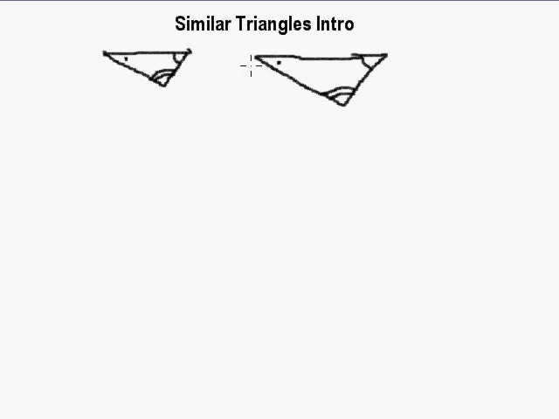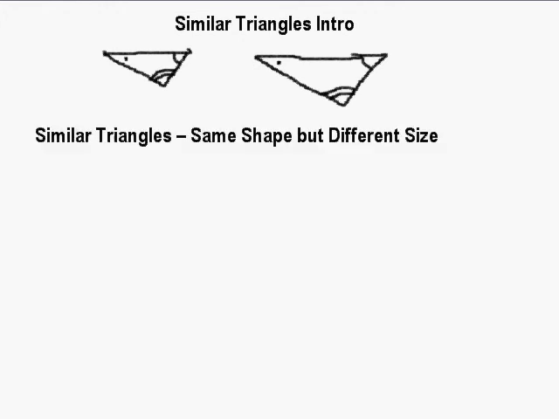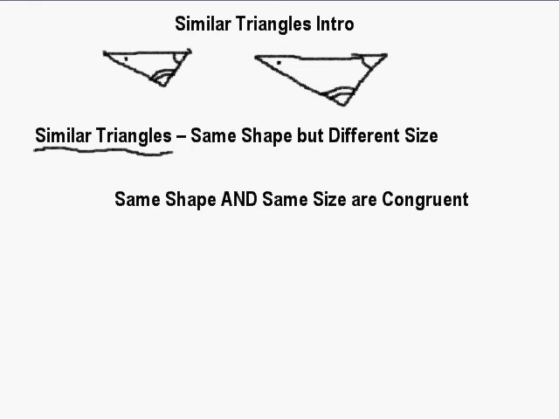Now, let's go through a definition here. Here's our definition. Similar triangles, this is important, so we'll underline it. Similar triangles have the same shape but different size. Now, technically, I'd say they don't have to have the different size. They have to have the same shape. What happens if they do have the same size? Well, get another definition. If they have the same shape and the same size, then they are called congruent.